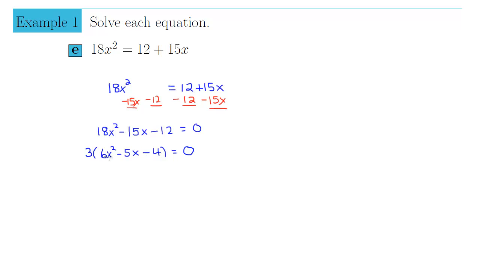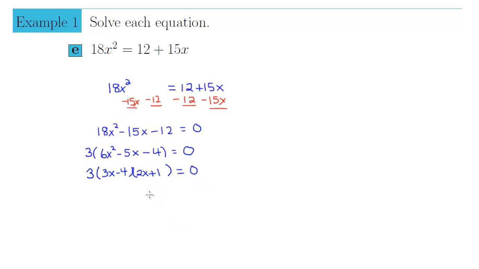Can we factor this polynomial any farther? Because it's still a quadratic equation, so we still want to factor it down to linear factors. Well, note, using your box method, you could obtain that 6x squared minus 5x minus 4 factors as 3x minus 4 times 2x plus 1. Our left side is a product. 3 times 3x minus 4 times 2x plus 1 equals 0.